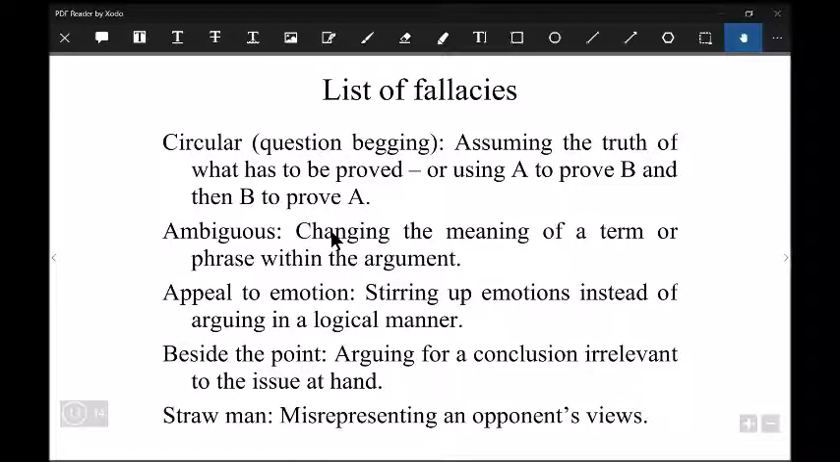An ambiguous argument is where you change the meaning of a term or phrase within the argument. You've got to keep the meaning of the terms throughout. So if you change the meaning, it is not correct reasoning. In the book, I give kind of a silly example. It says, love is an emotion. God is love. Therefore, God is an emotion.